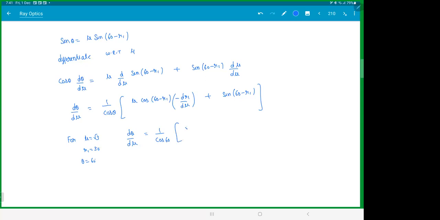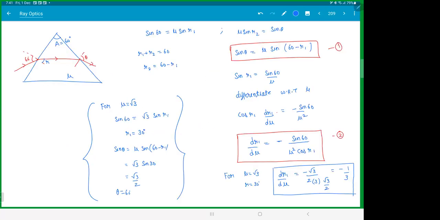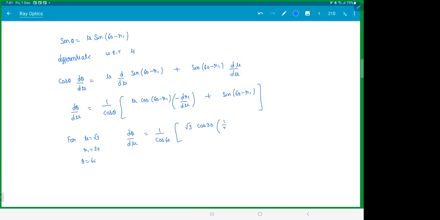Cos 60, mu is root 3, cos 30. And remember dr1 by d mu is minus 1 by 3. That is 1 by 3, plus sine 30, cos 30 is root 3 by 2. So that is half plus half. That is 2. D theta by d mu is 2, that's your answer.